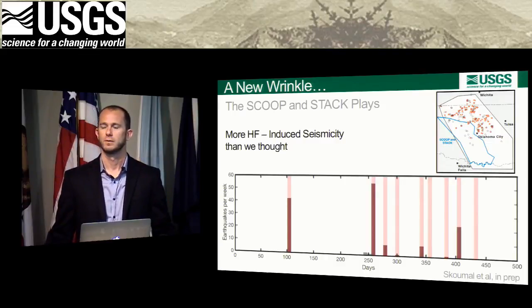Good. Okay, second question. On the map of the U.S., you mentioned that this SCOOP and STACK area and the places in Oklahoma have a very low background of natural seismicity. The place, however, which does not have a low background is the New Madrid Fault in southern Illinois. That's right.